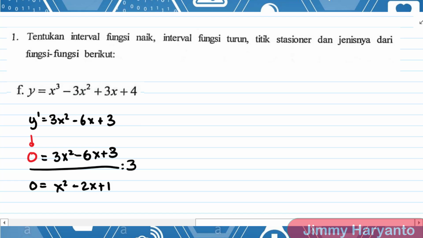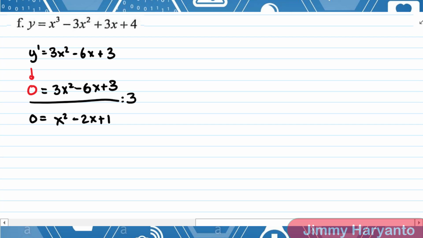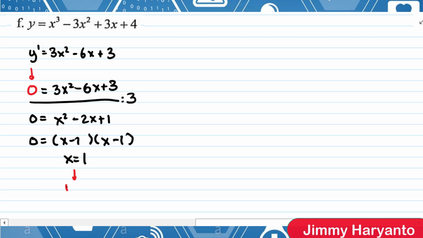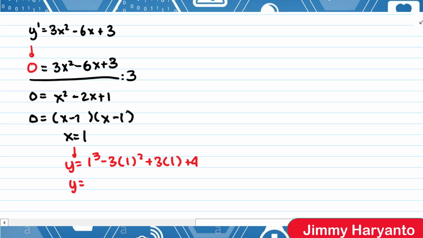Oh no, we have to use the, what is it called, general formula, yeah, quadratic formula. Actually we don't have to, we can factorize it, x minus 1 squared, so we will have x equals 1. When x equals 1, the value of y will be 1 cube minus 3 times 1 square plus 3 times 1 and then plus 4. So the value of y will be 1 minus 3, -2. -2 plus 3 equals 1. 1 plus 4 equals 5. So we already have the point, which is 1, 5.